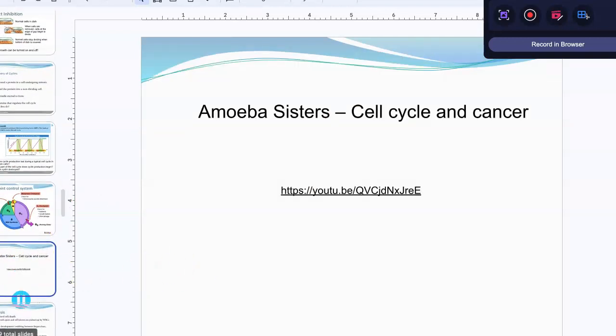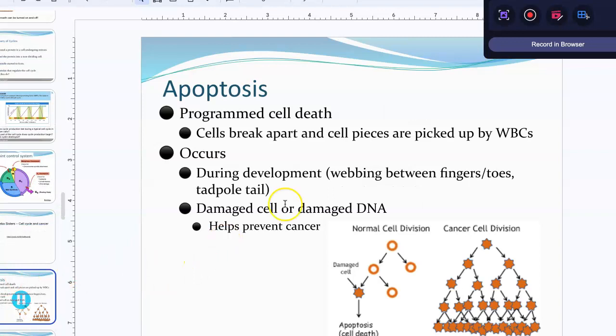We watched this cell cycle in cancer already. So apoptosis is programmed cell death. This is an important concept. It should be inside your vocabulary if it's not. Cells break apart, and then they're used for their parts. And then the white blood cells will go ahead and identify a damaged cell or a cell that needs to be destroyed. And as a result, the apoptosis begins.